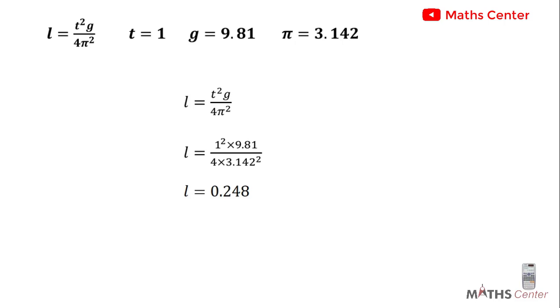Once again, if you watch the video on approximation, I explained in detail how you can do that manually and how you can also use your calculator to do it. So if you don't understand this, watch that video and it was explained in detail there. So we've been able to make L the subject of the equation, and we have also been able to find L when t is equal to 1, g is equal to 9.81, and pi is equal to 3.142.